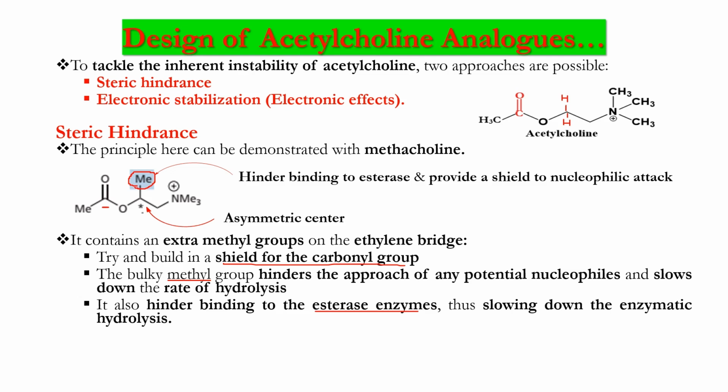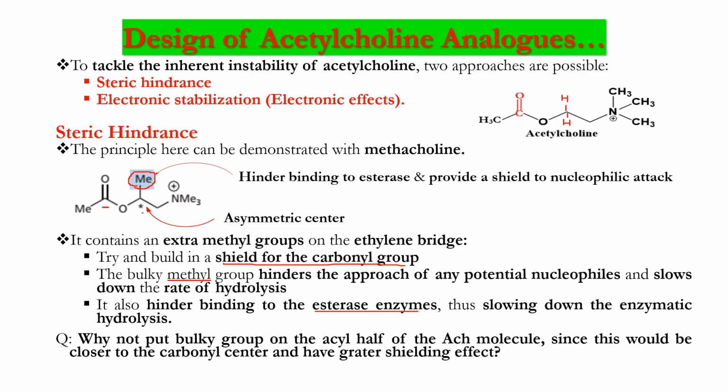So if this is the case, why don't you apply a bulkier group? That's a question. Why not put a bulky group on the acyl half of the acetylcholine molecule, since this would be closer to the carbonyl center and have a greater shielding effect? Why are we not putting large groups on this beta part of the molecule? So here is the answer.